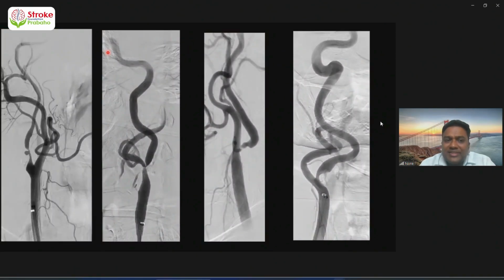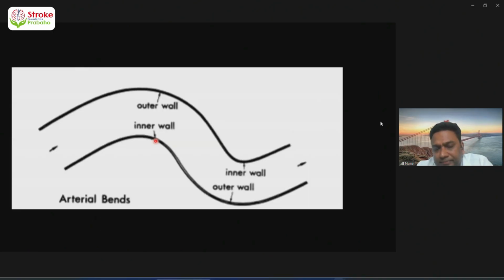So let's look at these examples here. This is the common carotid artery, this is the external carotid artery, this is the internal carotid artery. This is the flow divider here. So the plaque is forming on the outer wall of the internal carotid artery. Similarly, this is the external carotid artery, this is the internal carotid artery. Again, the plaque forms on the outer sides of the internal carotid and the external carotid artery.